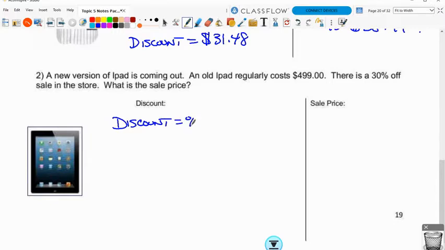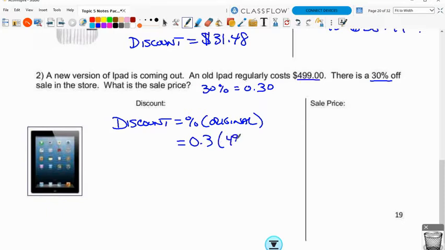Discount equals a percentage of the original price. The discount percentage, the rate of discount, is 30%. 30% written in decimal form is going to equal 3/10 or 30/100. They're the same thing. I'm going to put 3/10. And the original price is $499. And I am again calculating D, the amount of discount.